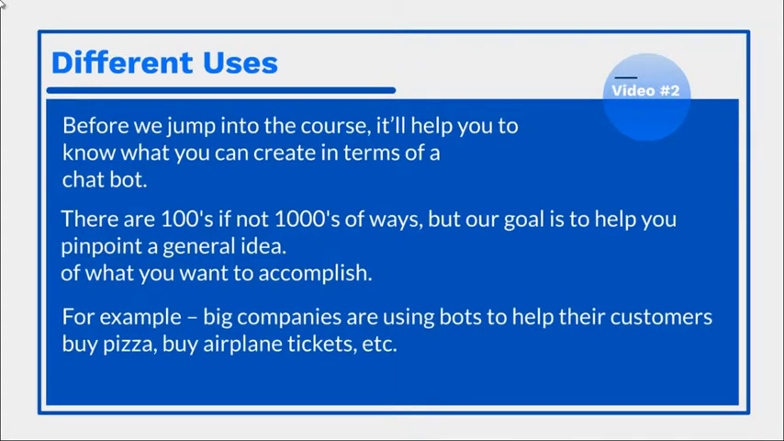For example, big companies are really changing the way that we interact with them via chat bots. And specifically in this case, it's the Facebook Messenger chatbot. But beyond that, they are also using chat bots on their website and so forth. But really, we're focusing just on Facebook Messenger here. But they're doing things like helping customers buy pizza, buy airplane tickets, even hotels.